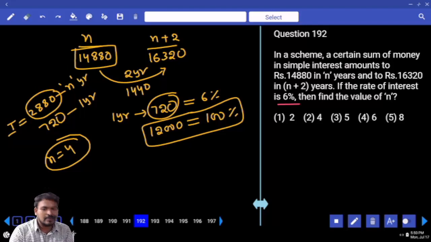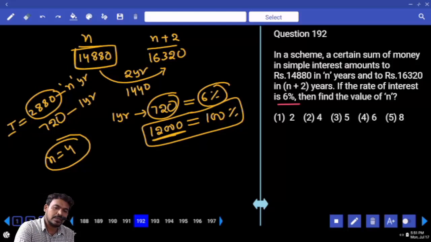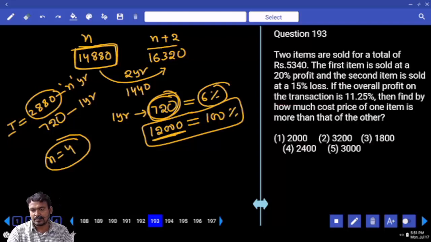If we require the number of years, we definitely need the rate of percent and also the principal, and the rate of percent is already given. That 6% value is 720, that is the per annum interest. Converted to principal, what is the principal value? 12,000. Out of 14,880, the principal is 12,000, so what is the additional interest? 2,880. That is received in some years. What is the per annum interest? 720. How many times is it? 4 times.